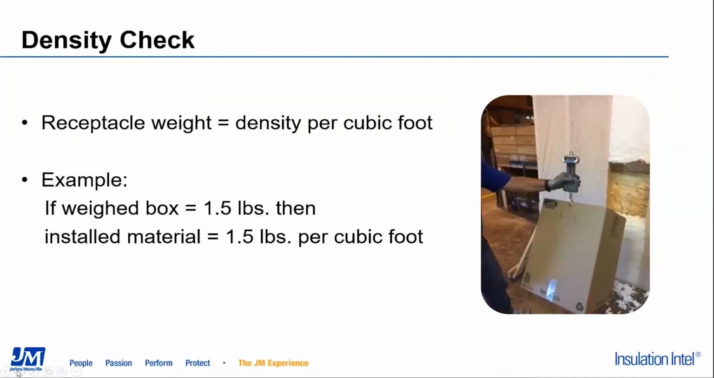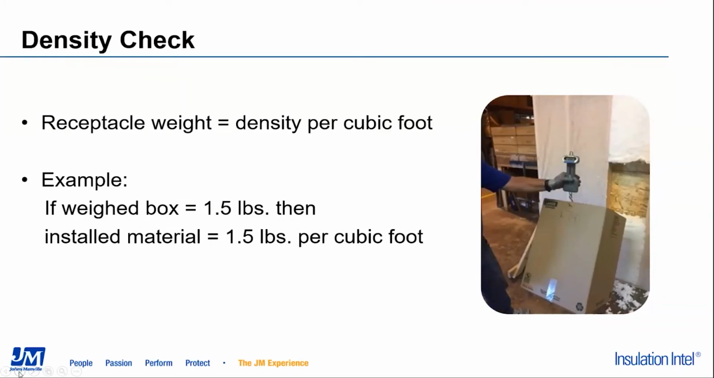So the receptacle weight is going to equal the density per cubic foot. For example, the weighed bag equals 1.5 pounds, and our installed material density is 1.5 pounds per cubic foot. If the cavity is light, we want to increase air pressure and material flow in small amounts until proper density is reached. If it is too heavy, reduce the settings in small increments until achieved.